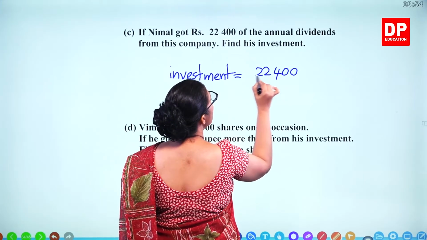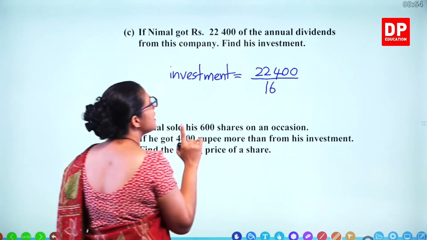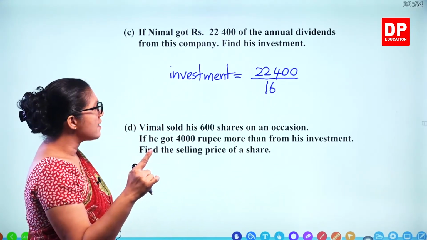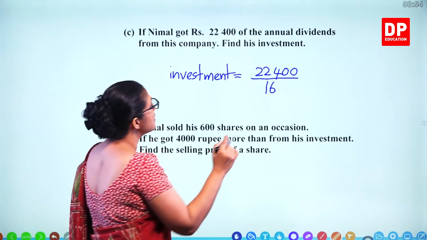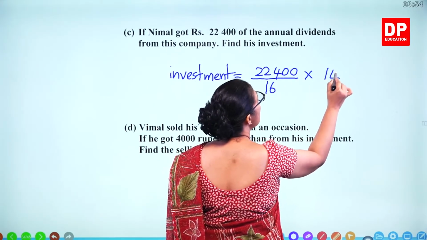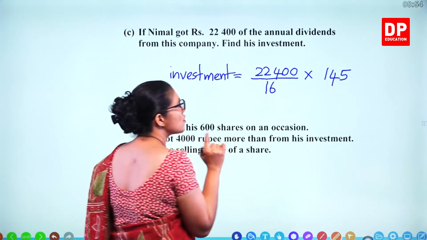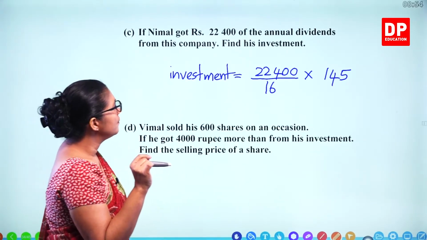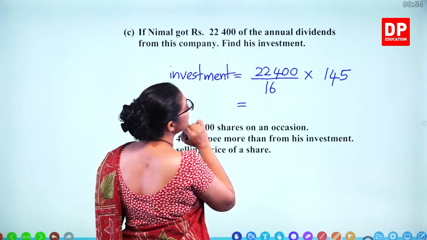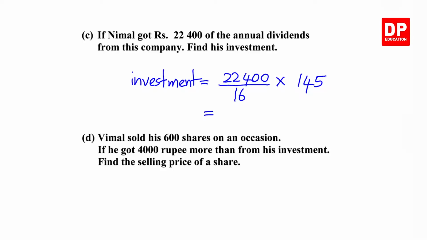$22,400. When you divide by 16, you can find the number of shares and then multiply by 145 rupees, because the market price of a share is 145. Now simplify. You can divide by 4. 4 times 4, 4 times 5, 20, 24, 4 times 6. And then divide by 4: 1, 4, 0, 0.